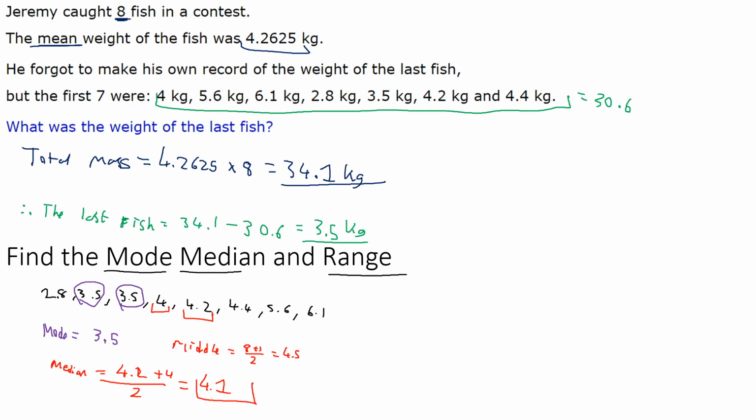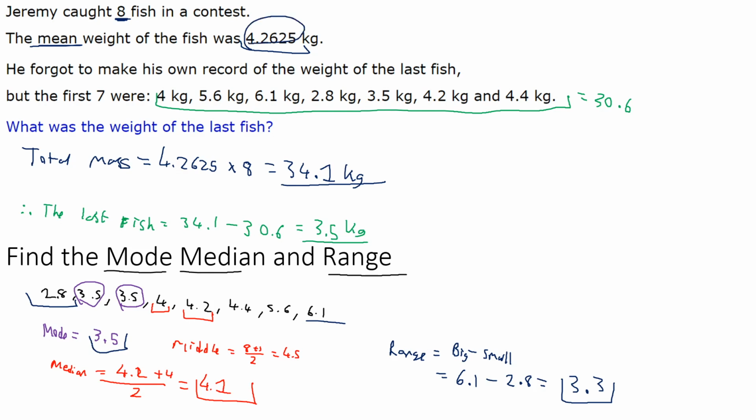The range is just going to be big minus small. Our biggest number is 6.1. Our smallest number is 2.8. So the range is simply going to be 3.3. And those are our 4 averages.